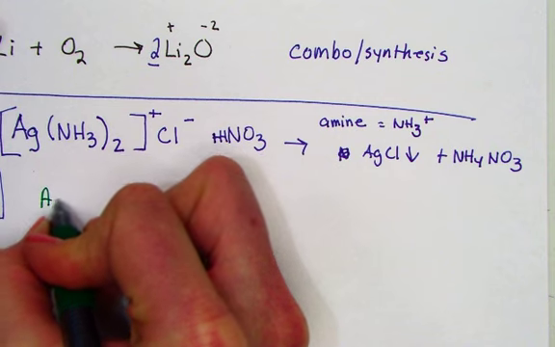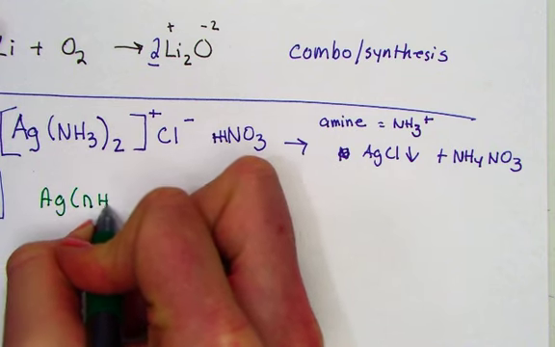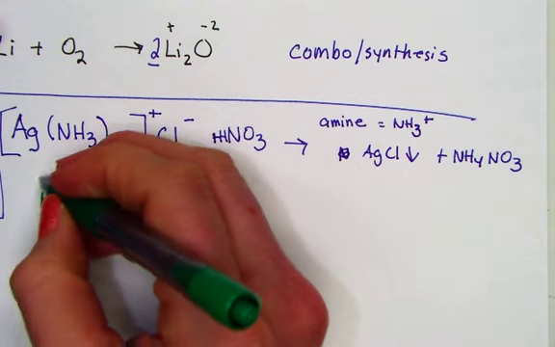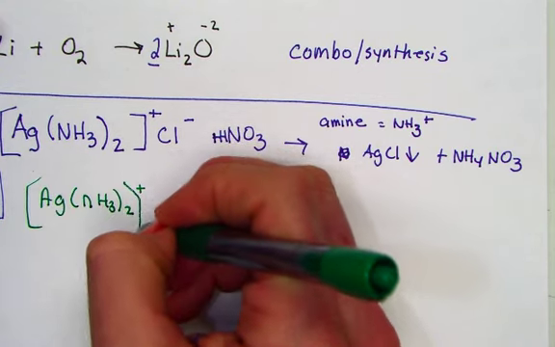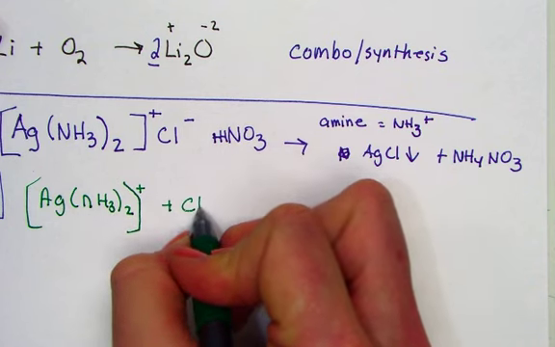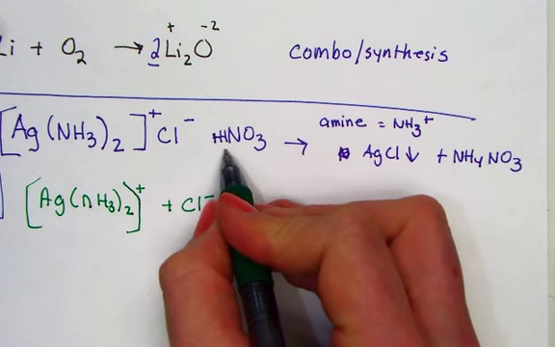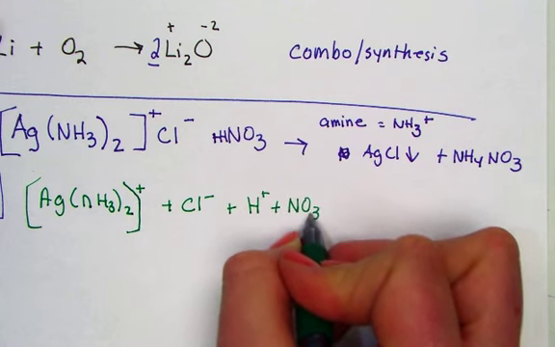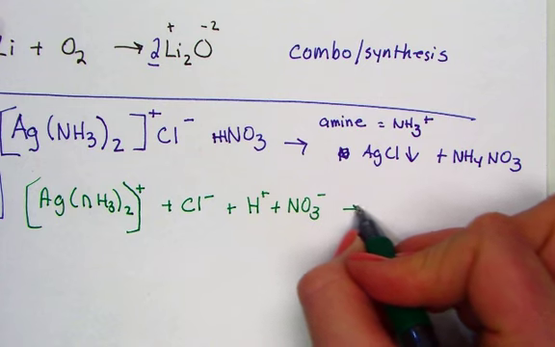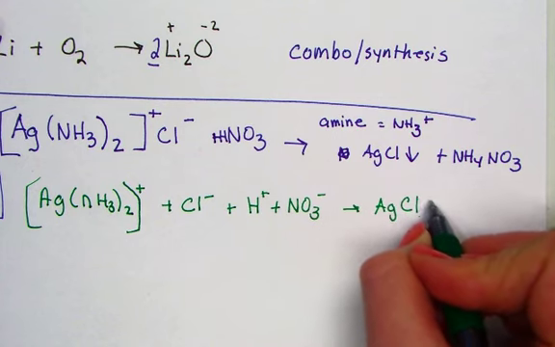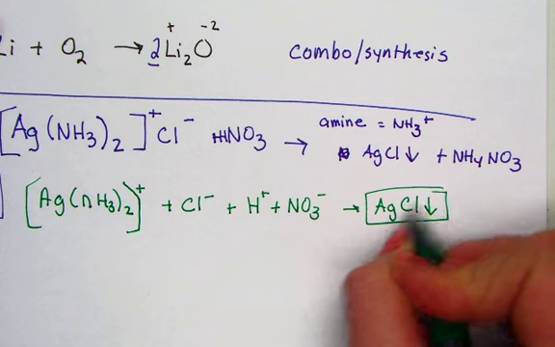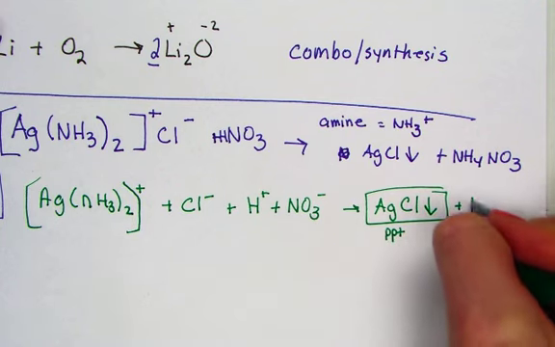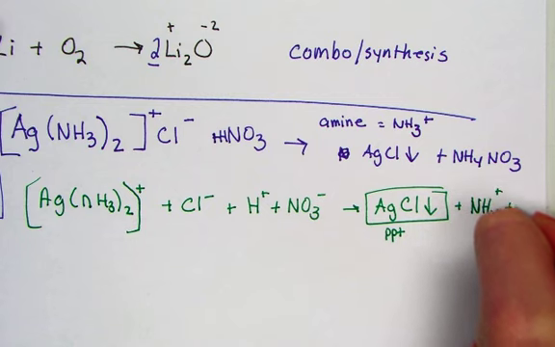We will have Ag(NH3) taken twice as a positive ion. You will often see a complex ion such as this in a bracket. Chloride is Cl negative. The strong acid HNO3, nitric acid, needs to dissociate. Strong acids 100% break apart. The driving force, we said, was the formation of this precipitate, so it stays together. Ammonium nitrate is a soluble salt, so we break it apart.